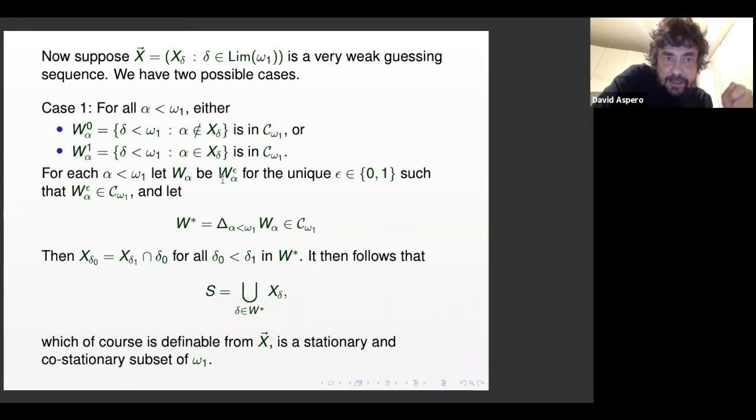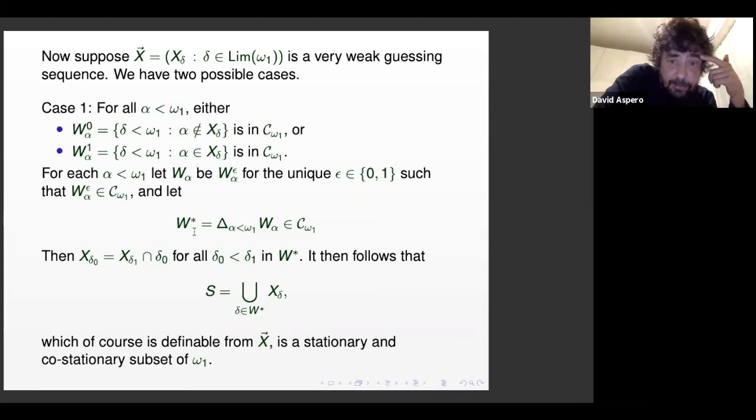The first case is that for all alpha less than omega 2, either you have club many deltas such that alpha is not in X delta, or you have club many deltas such that alpha is in X delta. So now for each alpha in omega 1, you let W alpha be the unique set which is in the club filter. And now you look at the diagonal intersection of these W alphas, which is in the club filter by normality.